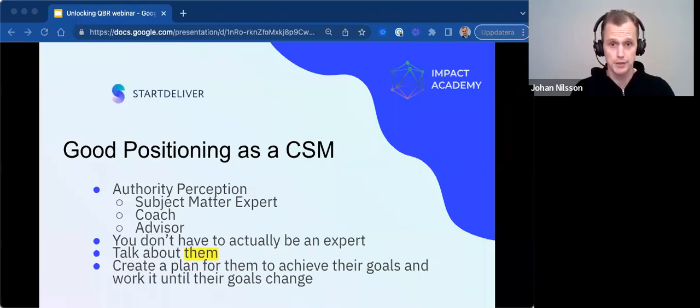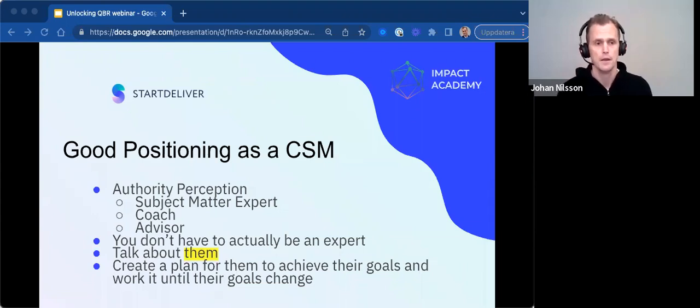And that can be a subject matter expert. It can be a coach. It can be an advisor. So we need to think of how can we perceive ourselves more in that way. And there's a lot of ways to do that.